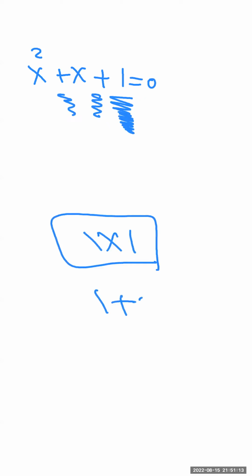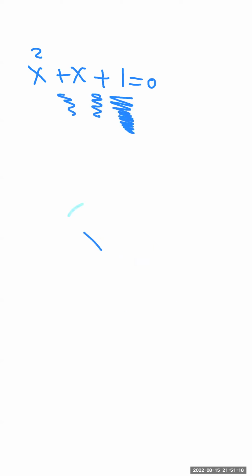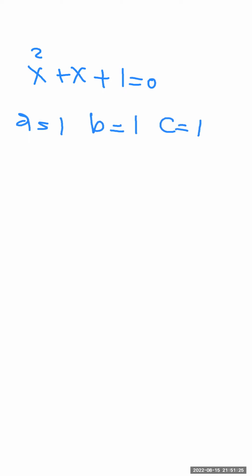x squared plus x plus 1 equals 0. Of course, there is no factorization for this equation because there are no two numbers whose product equals 1 and whose sum also equals 1. 1 means 1 times 1, and the sum equals 2, of course. So factorization is not accessible here. So we have to use the general formula. a equals 1, b equals 1, c equals 1.